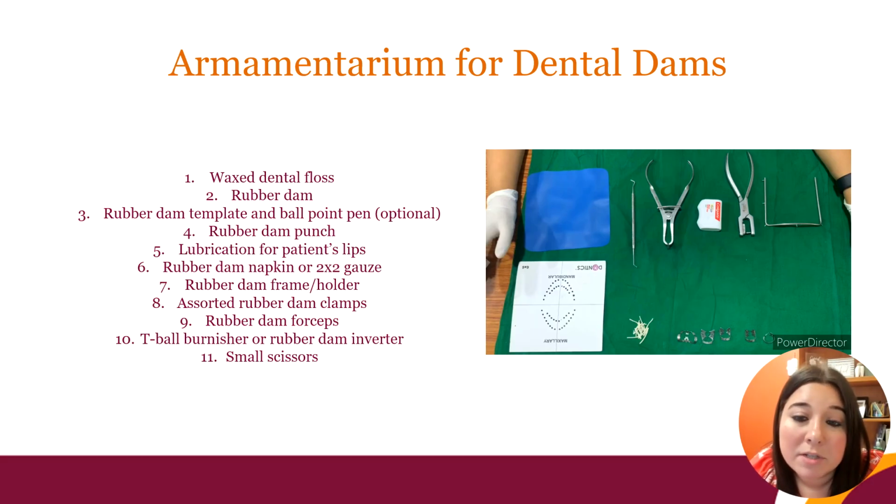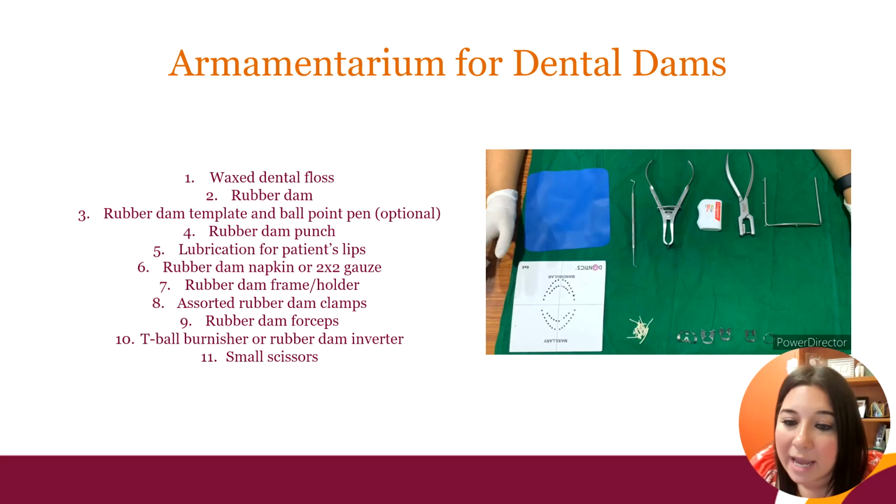Lubrication for patients' lips is always useful, just so they're not getting chapped over dry lips. We need a rubber dental dam napkin or a 2x2 gauze. We need the rubber dental dam frame or holder. We need assorted rubber dam clamps and rubber dam forceps to attach to the clamps to insert them. We need a burnisher or rubber dam inverter.